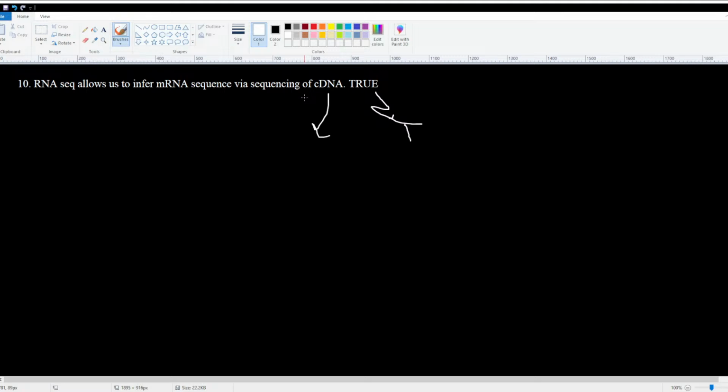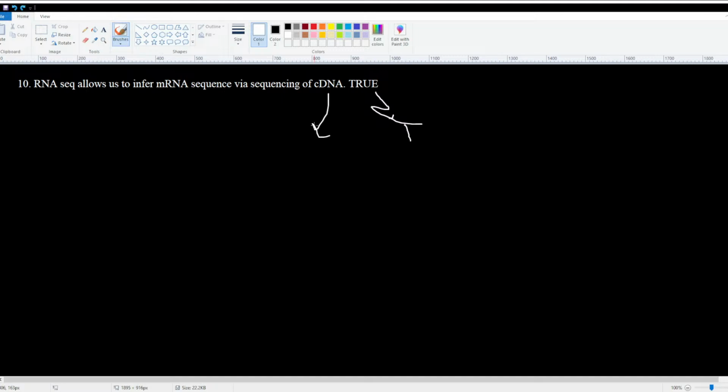So cDNA is complementary DNA, right? Did I say interfere? It says infer. Sorry. I just want to make sure that I'm not saying anything wrong. Okay, so this is RNA sequencing. We went over cDNA in question 5. We kind of skipped over question 5 because that question was not very good. What is cDNA? It's complementary DNA.